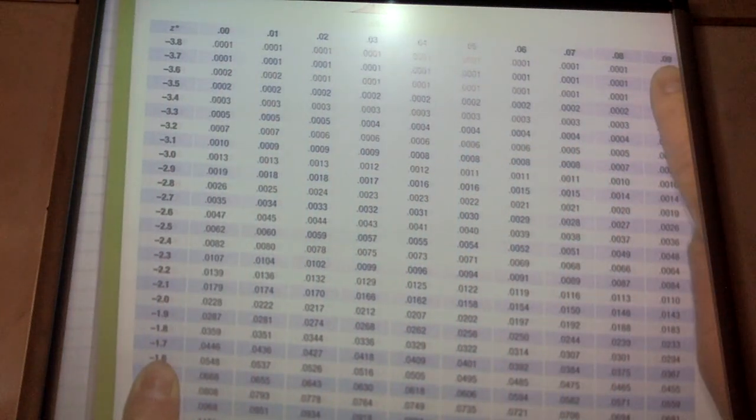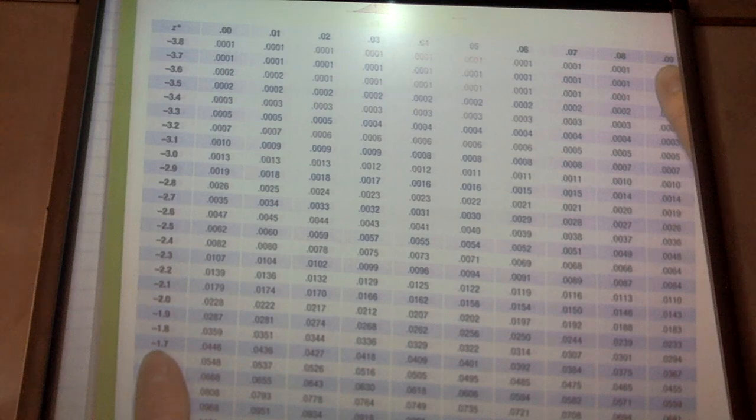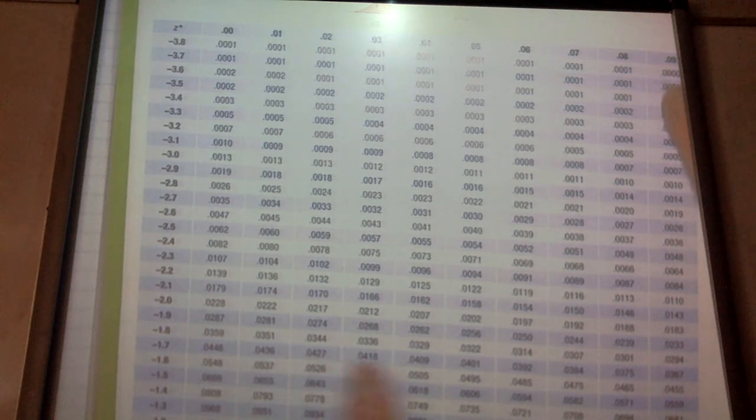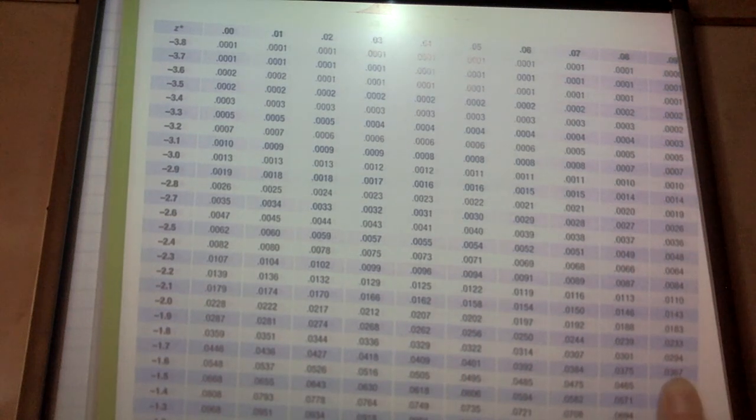The top part of my table is the hundredths place. So I'm going to have to scan all the way over to 9 because my number is negative 1.79. And I'm going to find the box where these two pieces of data match. And here it is. Let me try to zoom in.